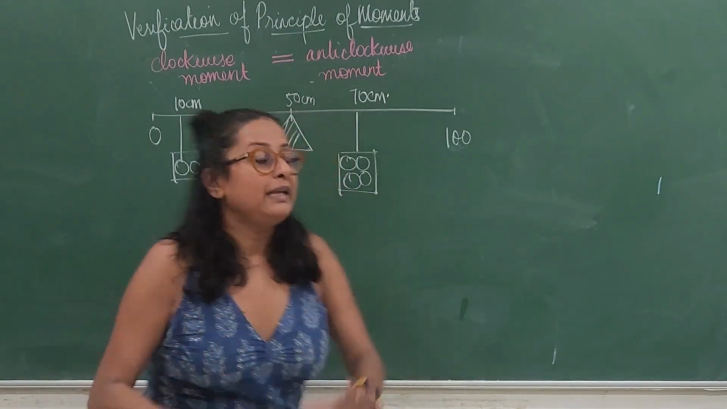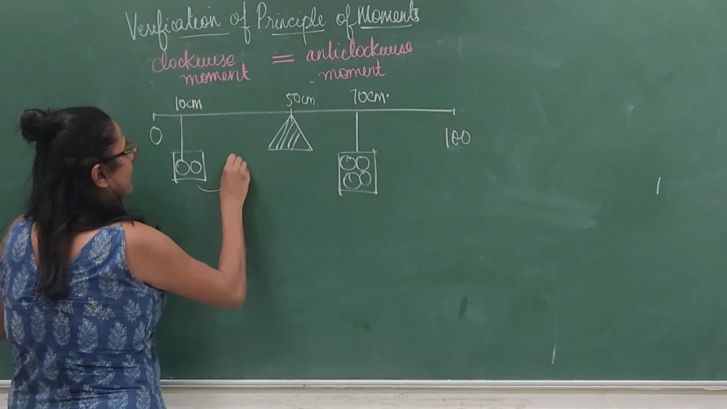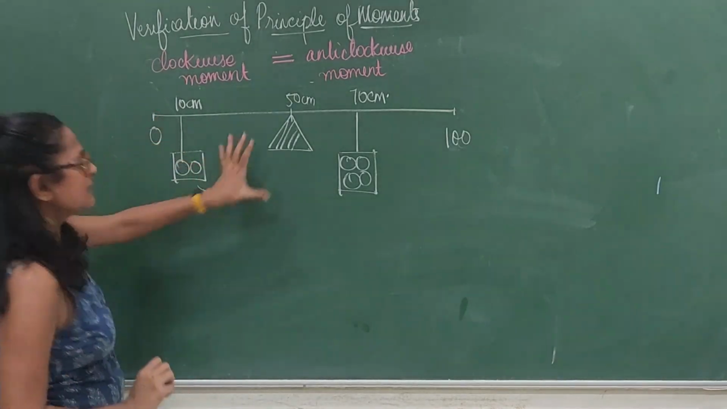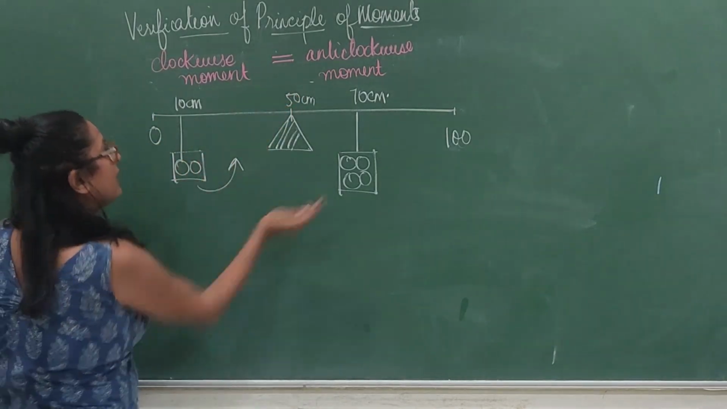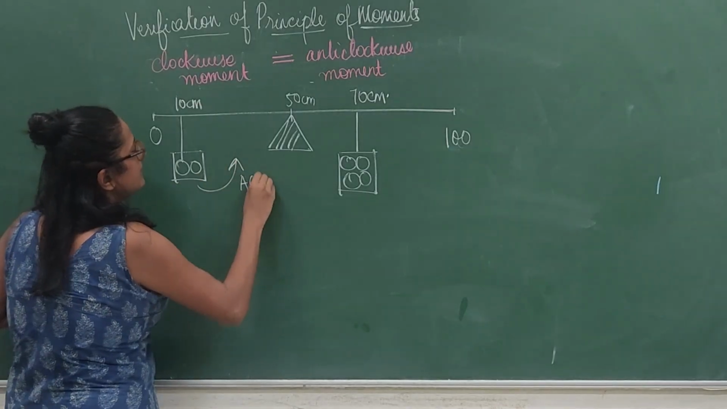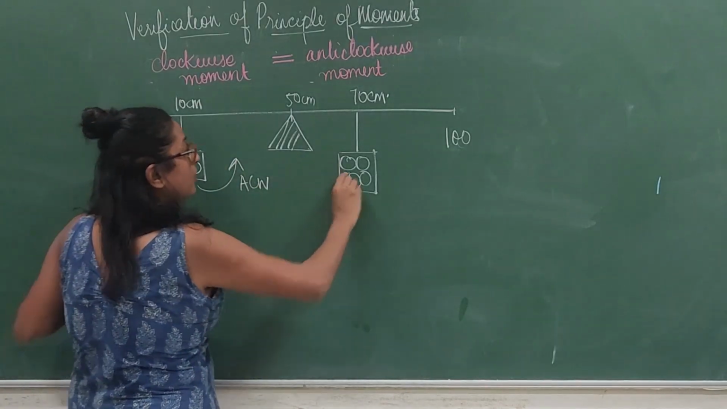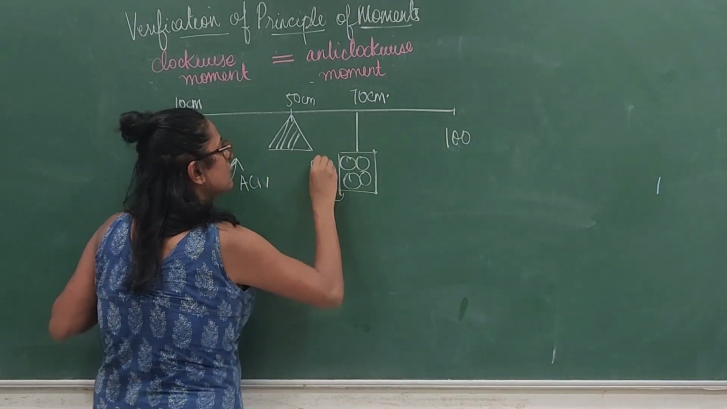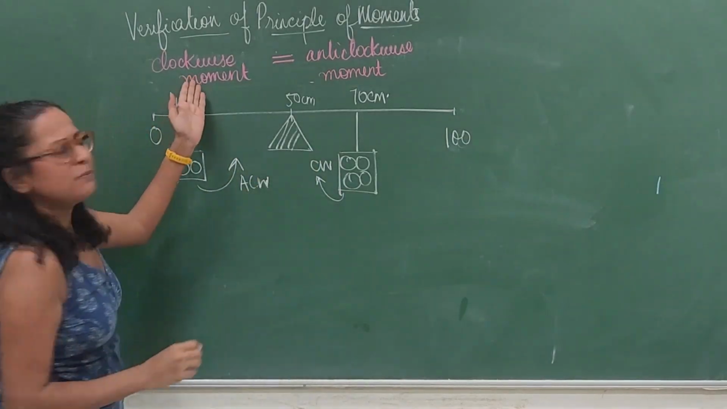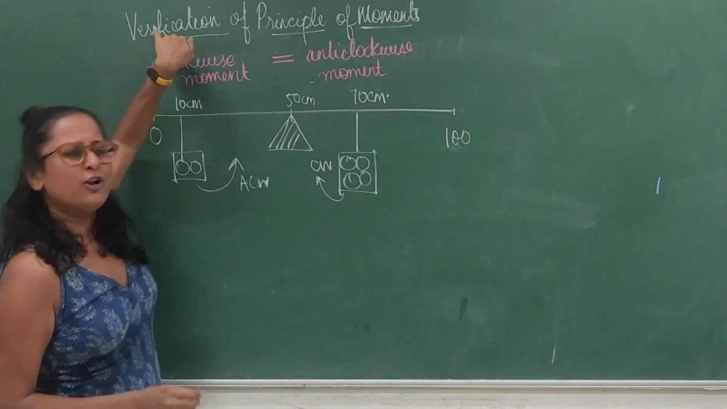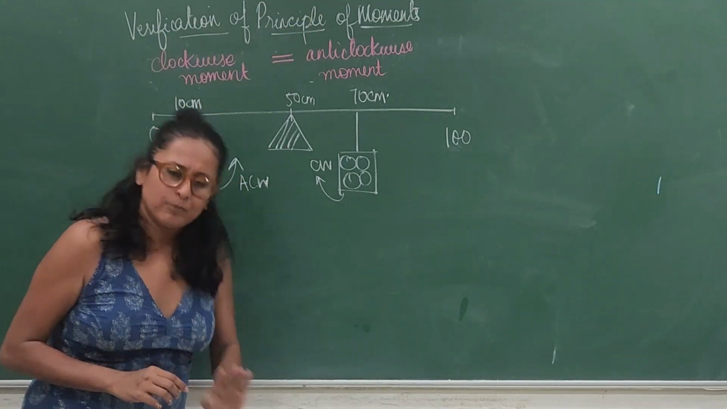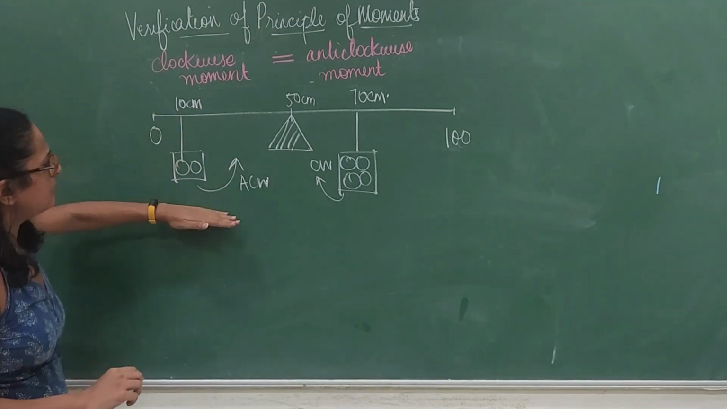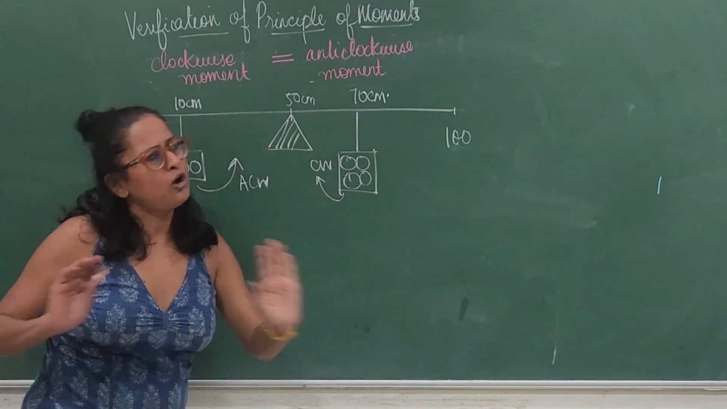So now let us find, by the principle of moments, whether it is verified. What type of moment is this going to cause? It's going to go towards the pivot. What kind of motion is this? This is anti-clockwise movement. What about this? This will also go towards the pivot. So what is the movement over here? This is clockwise. So according to the principle of moments, can I say anti-clockwise moments is equal to clockwise moments? Let me write the anti-clockwise under anti-clockwise and clockwise under clockwise.